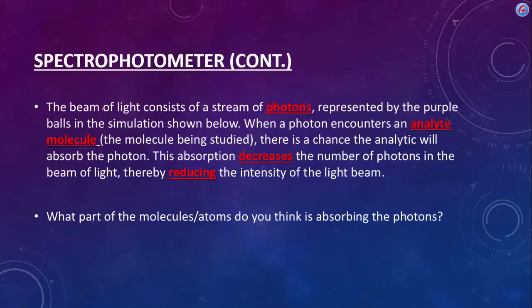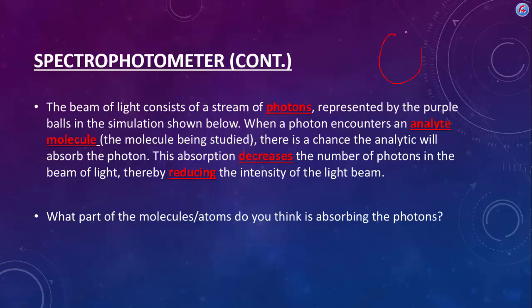A little bit more here. A beam of light, remember, consists of a stream of photons, and it's represented by the purple balls in the simulation that we'll see in a little bit. When the photons encounter an analyte particle or molecule being studied, there's a chance that the analyte will absorb that photon, and the electrons in that molecule absorb it. The absorption will decrease the number of photons that go through.